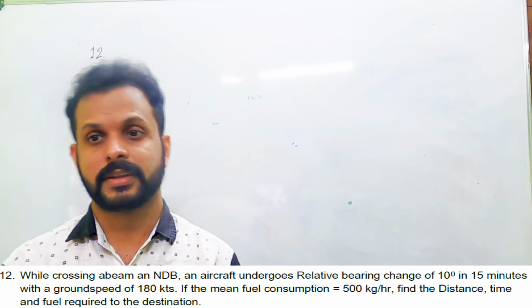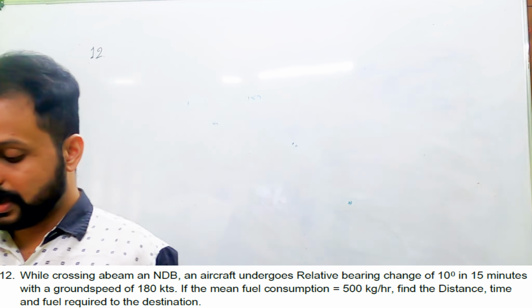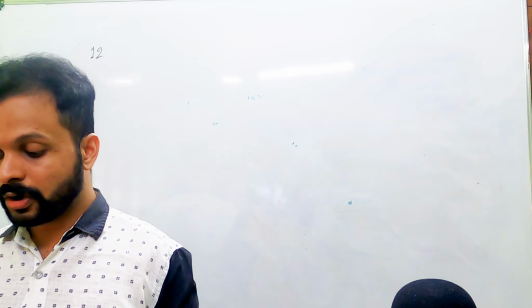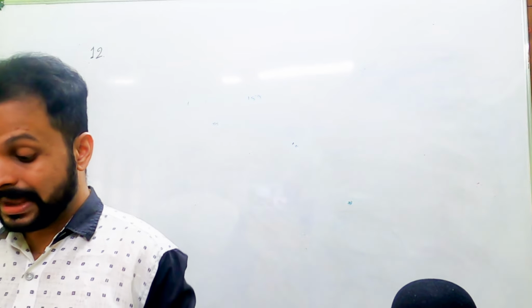There's a bit of uncertainty in this question as such, but we'll clarify it soon. Here, you're asked to find the distance, time, and fuel required to a destination. What is given? You're crossing an NDB, a beam. What is a beam?